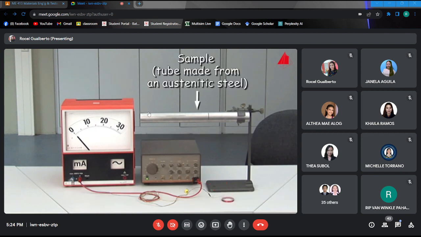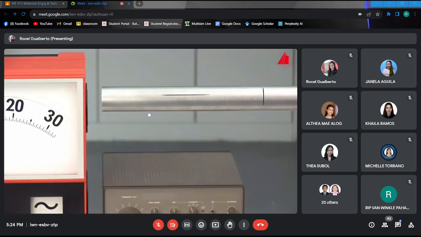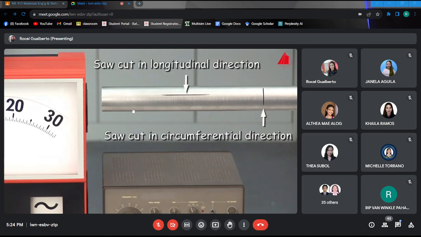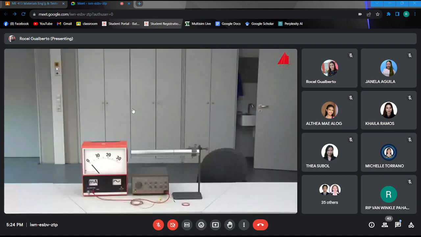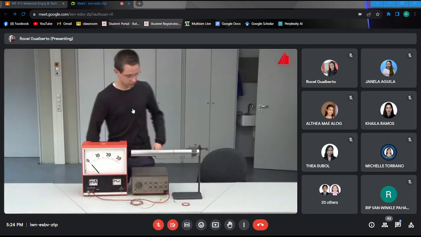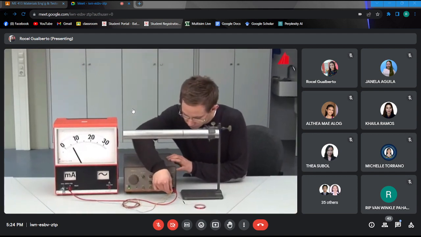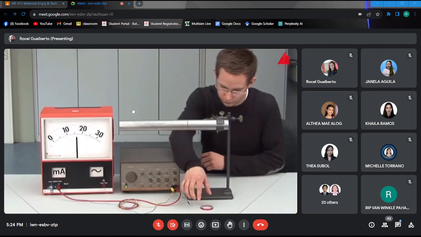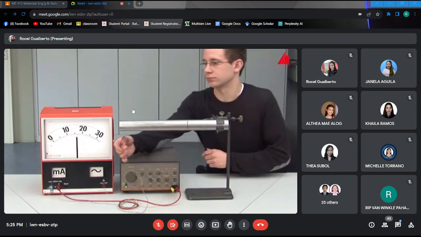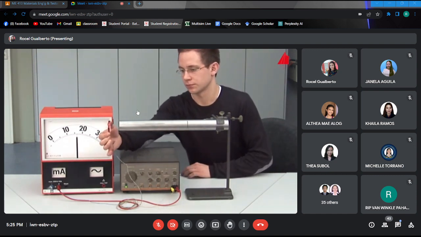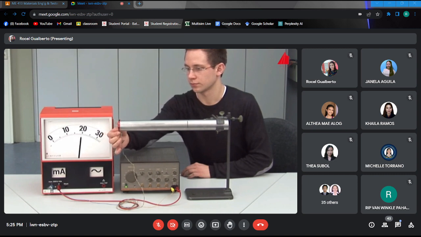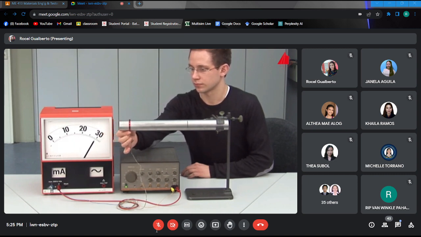Our sample is a tube made from an austenitic non-magnetic steel. We have purposely machined 2 cuts through the tube wall, one in longitudinal direction and one in circumferential direction. And here we go. The materials tester connects the return cable to the alternating voltage source. This closes the electrical circuit. The current consumption of the coil is still relatively low. Once the coil is positioned over the intact part of the tube, the magnitude of the current is high.